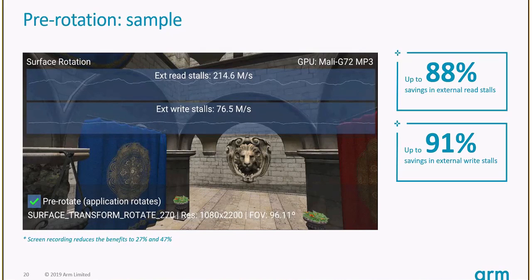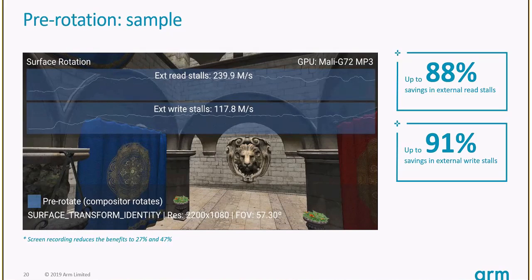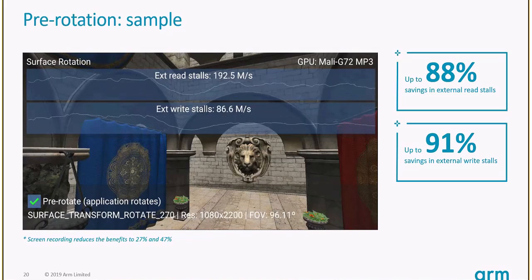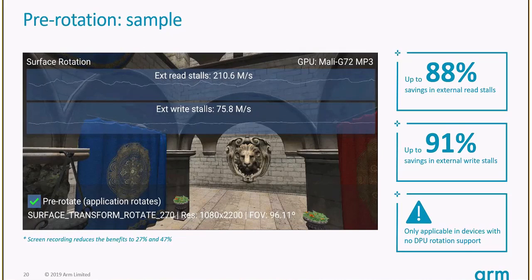As a disclaimer, this video doesn't show a huge benefit, but that's due to the fact that the recording system we had to use, actually all the recording systems we tried in order to show that, would affect the results, because as you might imagine, our recording system is going to add another layer to your rendering pipeline. And of course, it only applies to devices which have no DPU support for pre-rotation.